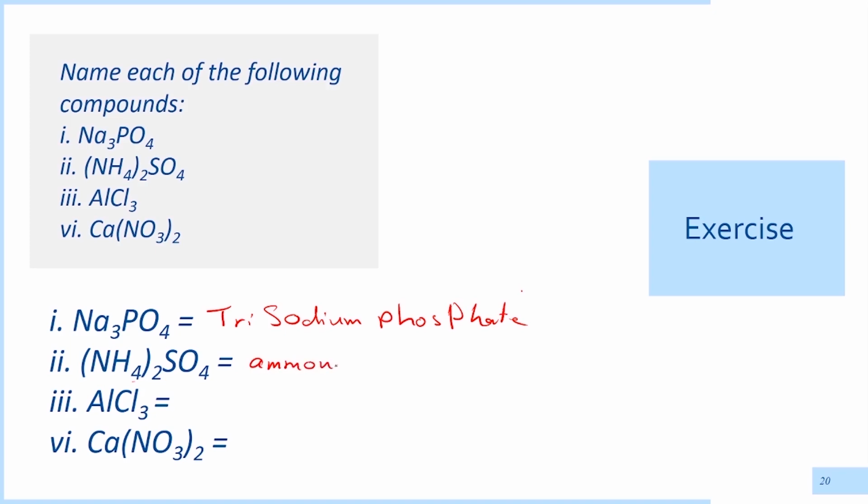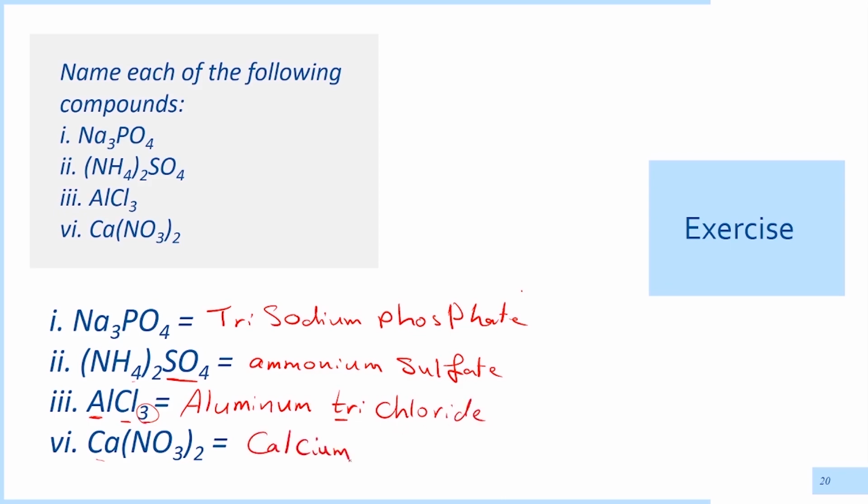(NH4)2SO4. NH4 is ammonium and SO4 is sulfate, so the compound name is ammonium sulfate. AlCl3, aluminum trichloride. Notice here we wrote tri before the chloride to indicate that we have 3 anions. Ca(NO3)2, the name is calcium nitrate.